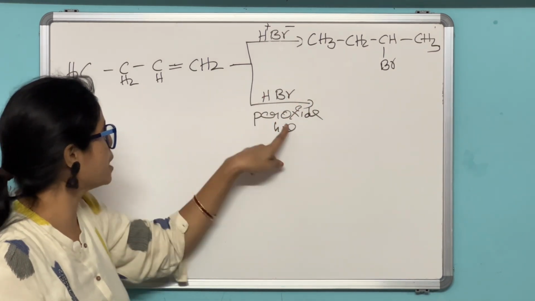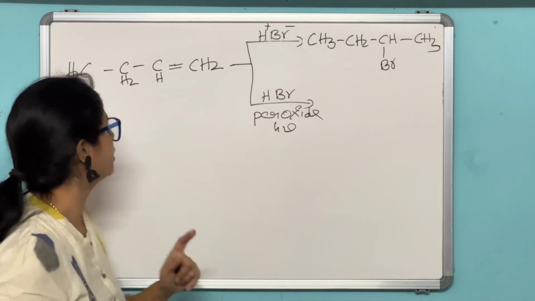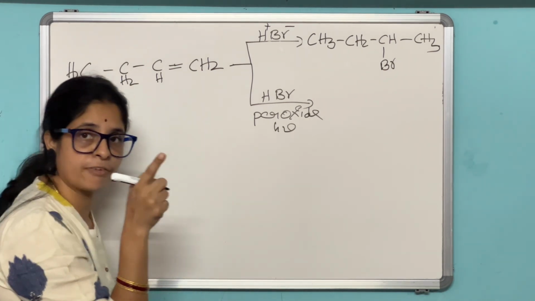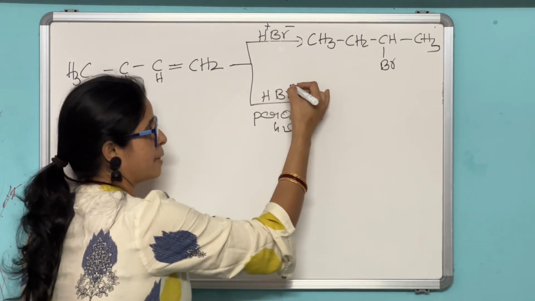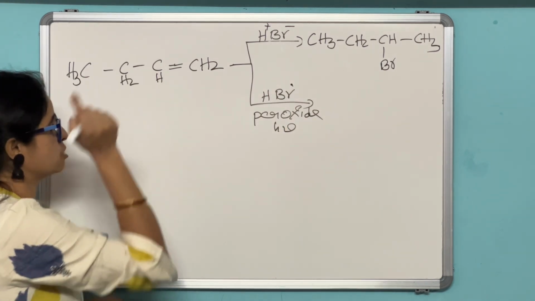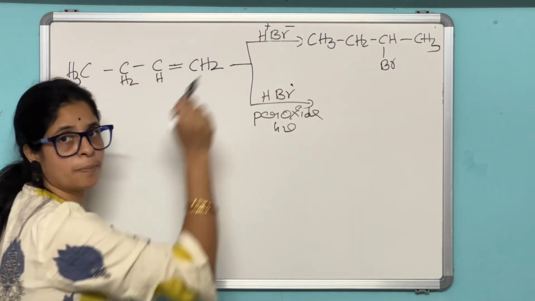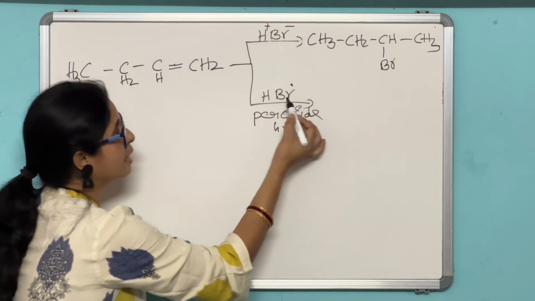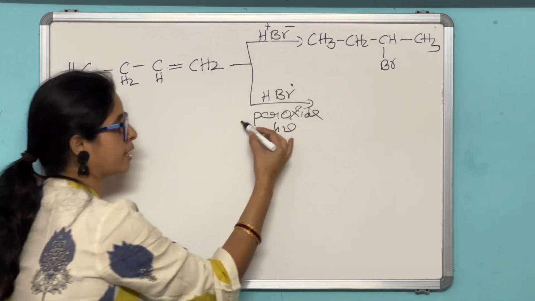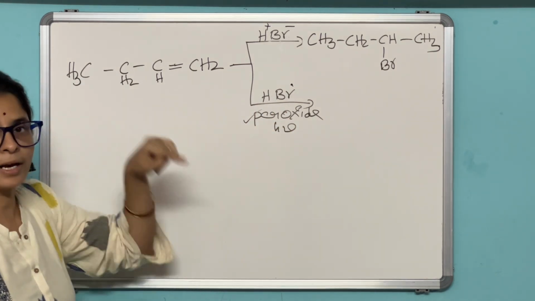Here the same HBr and the same alkene are given along with the peroxide. So in the presence of a peroxide, what will happen? A Kharasch effect. Here it takes place through the free radical mechanism. Br free radical is added to this one, opposite to Markovnikov's rule. So Br will be added to the carbon containing more number of hydrogens, because you are given peroxide.